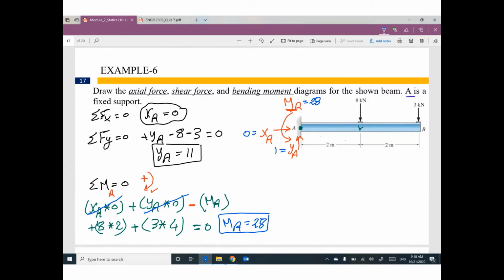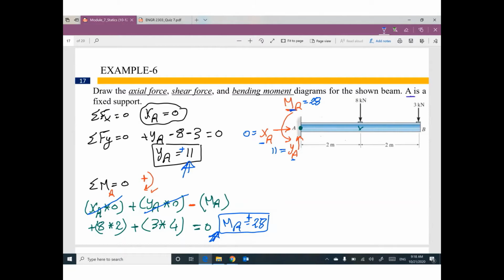Guys, if your reaction is positive, you assumed the correct direction for this moment, for this XA, for this YA. We learned this technique from trusses. If your calculations are positive, you assumed the correct direction.